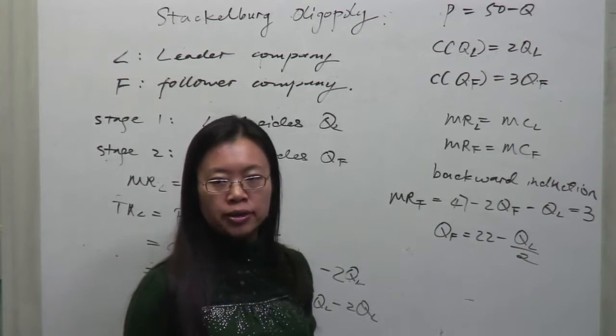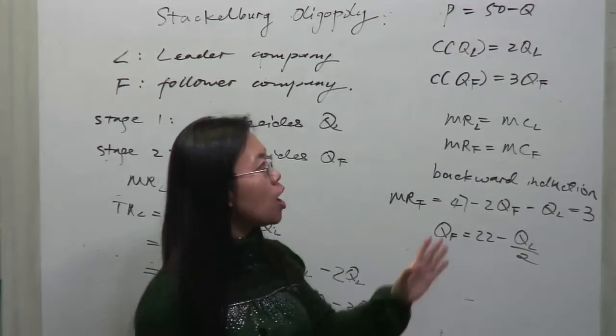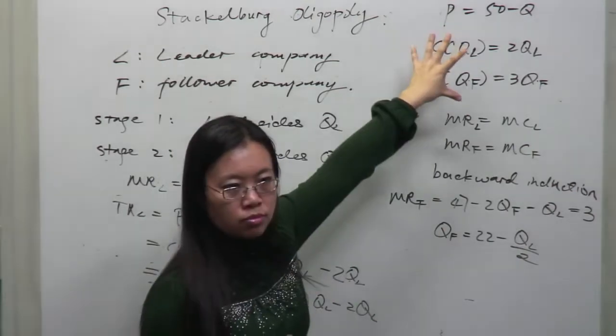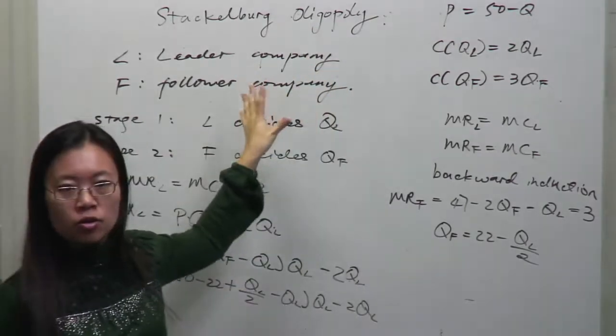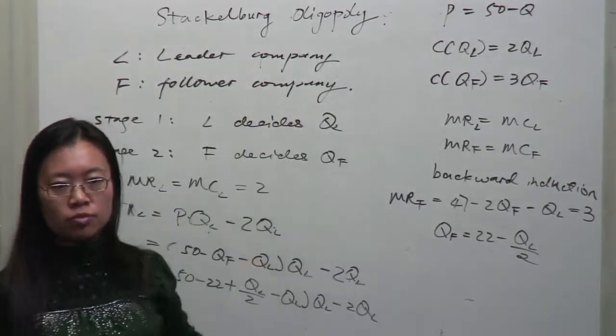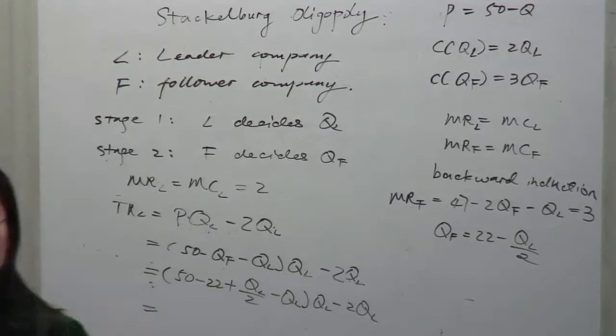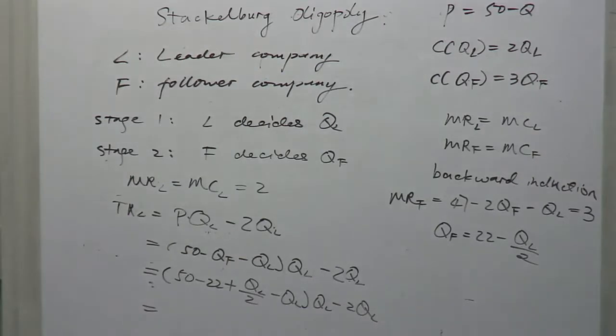But what I want you to compare is the outcome from the Cournot setup with the outcome from the Stackelberg setup. What will be your guess?